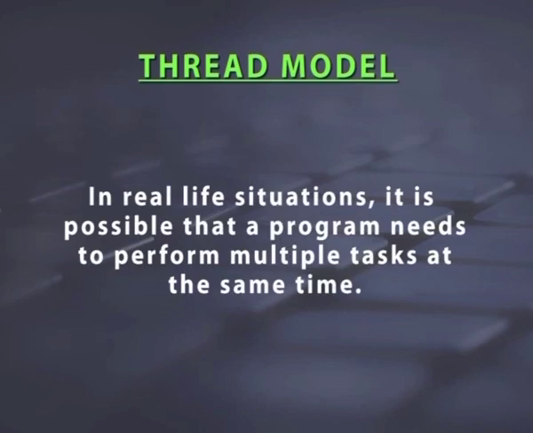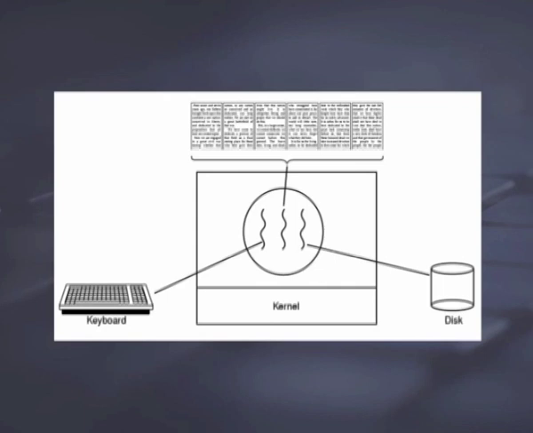In real life situations, it is possible that a program needs to perform multiple tasks at the same time. For example, in a word processor, a background thread may check spelling and grammar, while a foreground thread processes user input, while yet a third thread loads images from the hard drive, as shown in the figure.